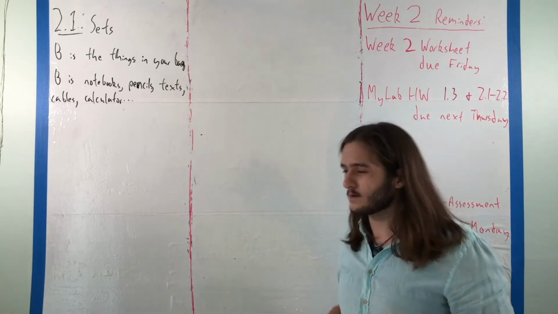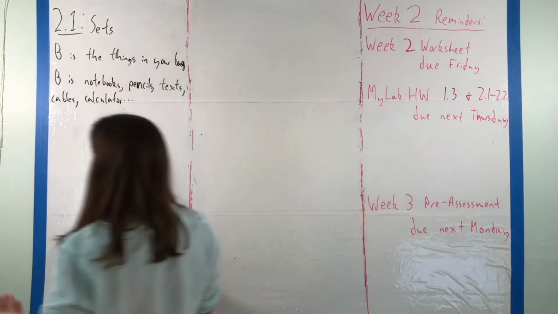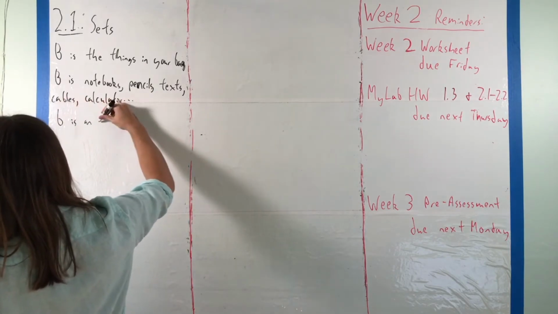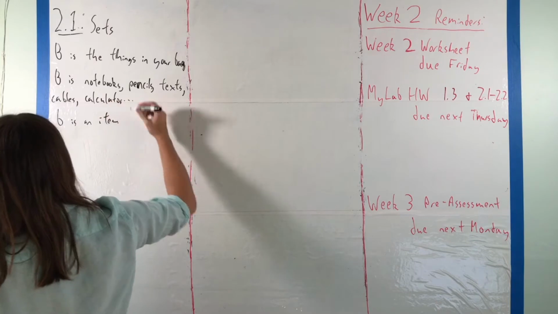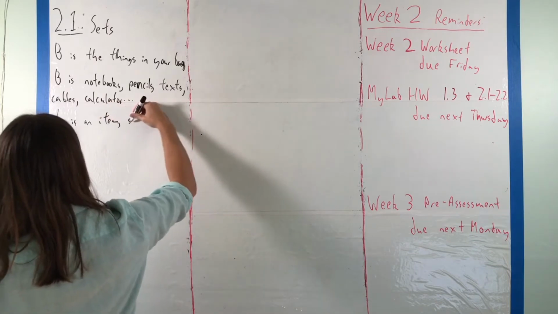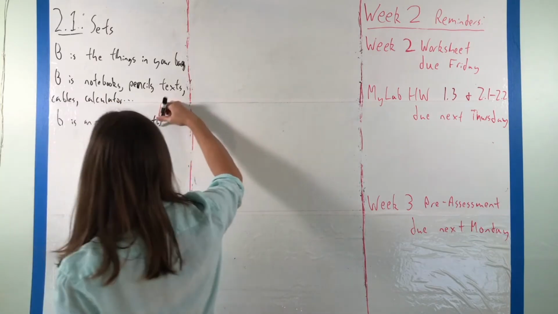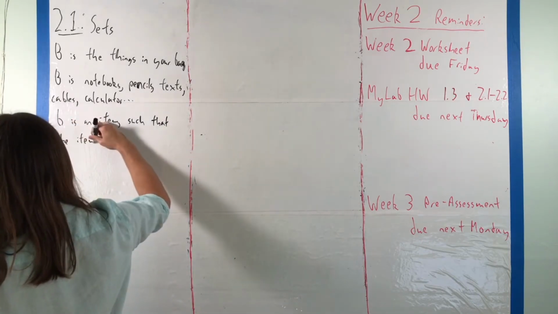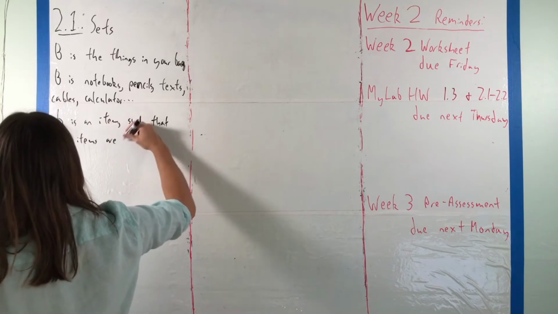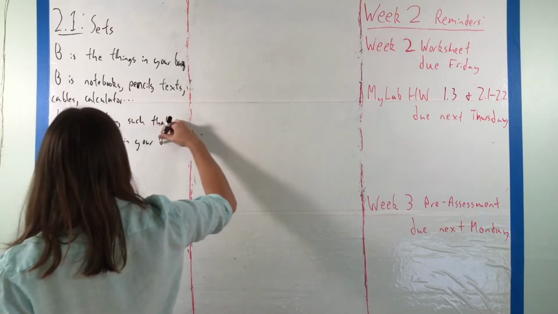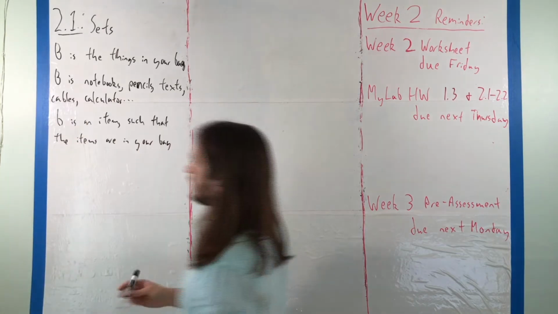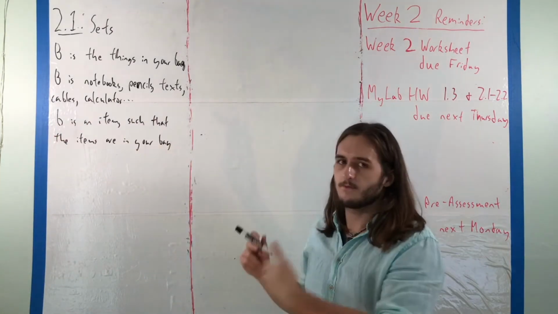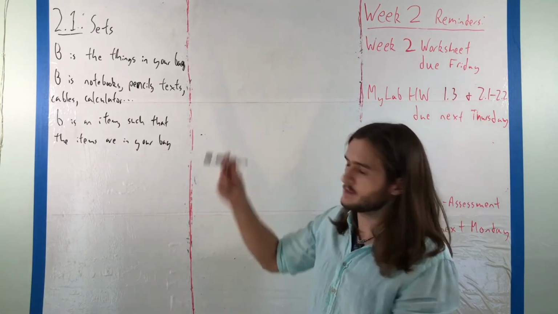And if I wanted to be weird about it, I could say that little b is an item in your bag, where, you'd say, such that, items are in your bag. So symbolically, instead of talking about the entire collection, I could talk about a specific item, where that specific item follows a rule based on it being something in your bag.